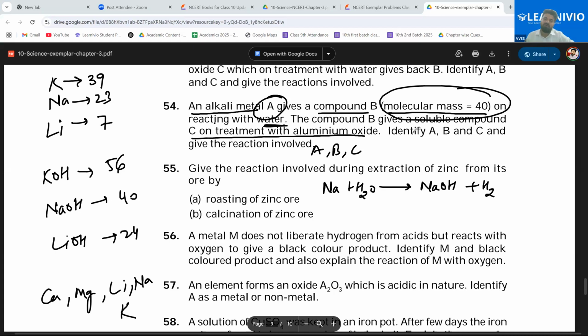On treatment with aluminium oxide. Identify A, B, and C. So this is A, this is B, and B gives a soluble compound C on treatment with aluminium oxide. So what is that compound C when this B is treated? Compound B is aluminium. When it reacts with Al2O3, what is that soluble compound it is going to give you? Tell me fast.